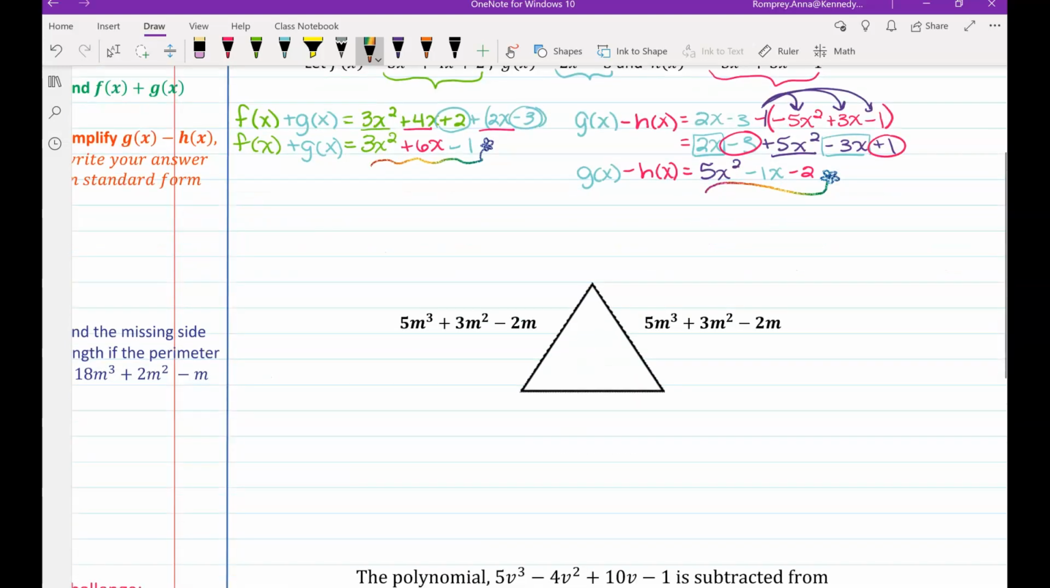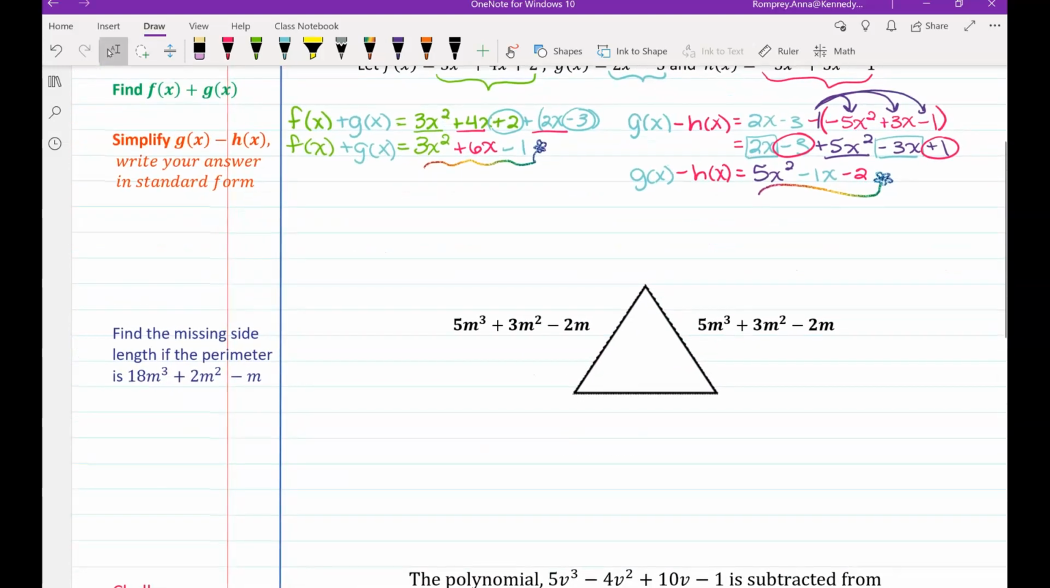All right, so let's look at this one. Find the missing side length if the perimeter is 18m cubed plus 2m squared minus m. Okay, so find the missing side length. So we're looking for the missing side length if the perimeter is 18m cubed plus 2m squared minus m. All right, let's talk about it. Perimeter.